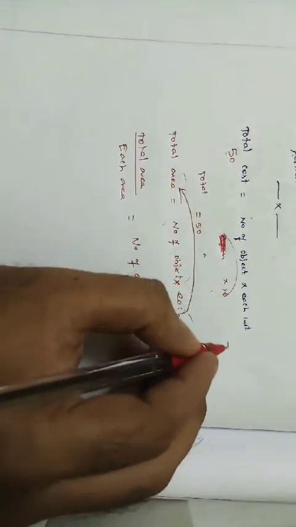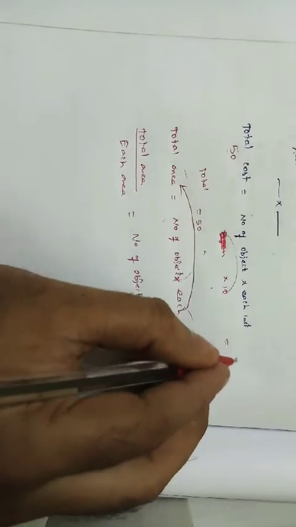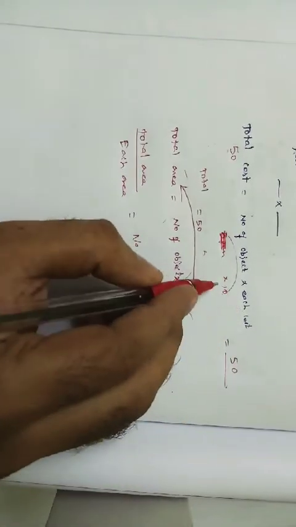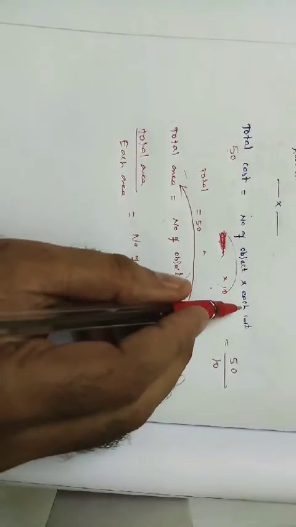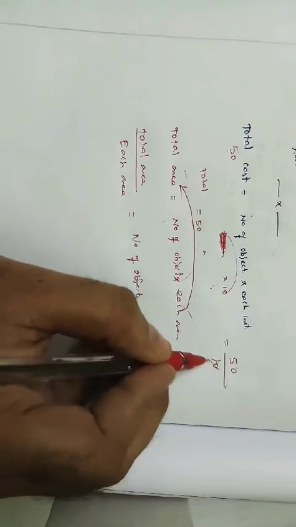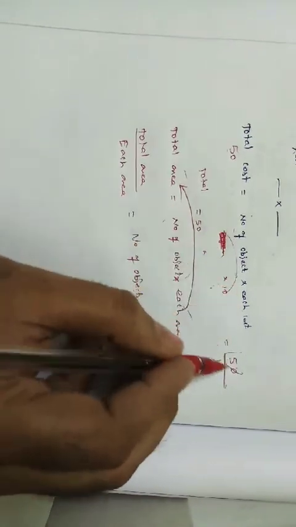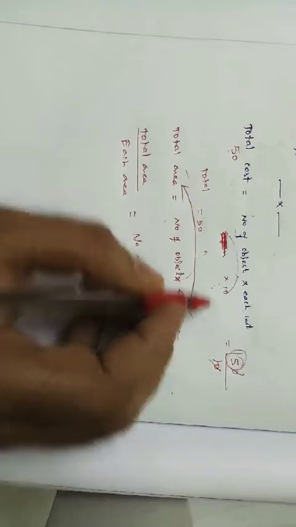So number of objects is equal to total cost, which is 50 rupees, divided by each cost, which is 10 rupees. Each cost of one pen is equal to 10 rupees. So 50 by 10 is equal to 5. So totally 5 pens we can buy for 50 rupees.